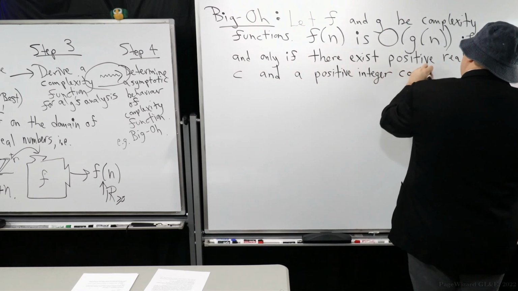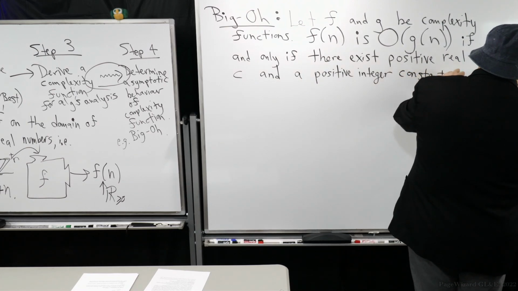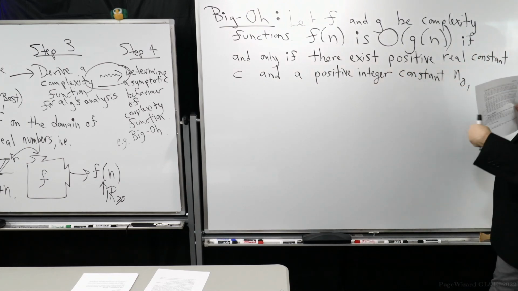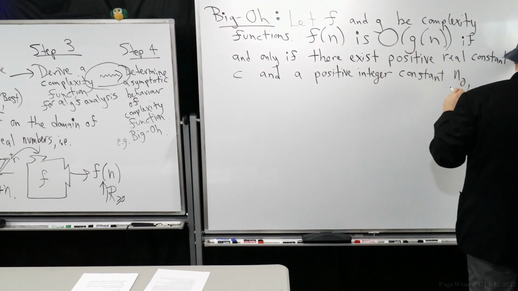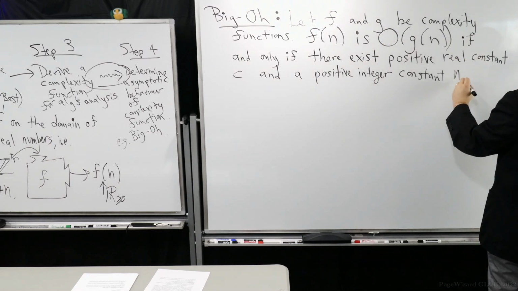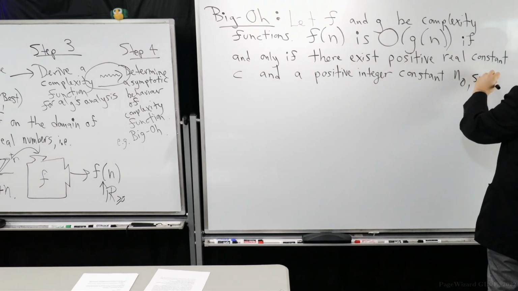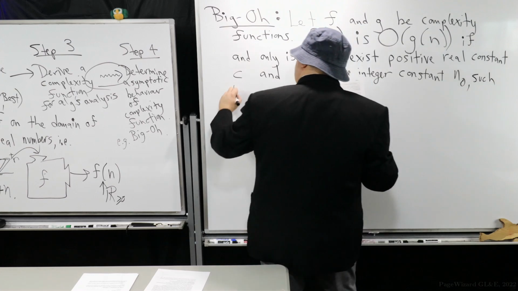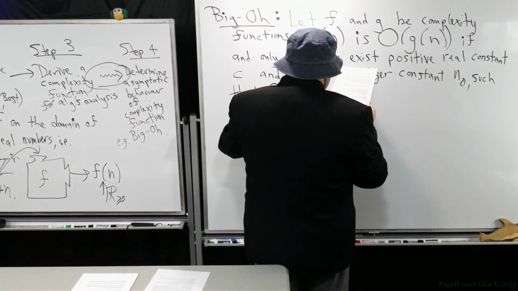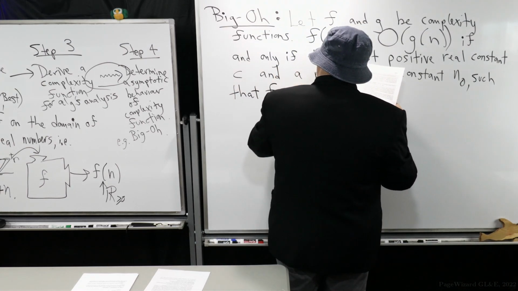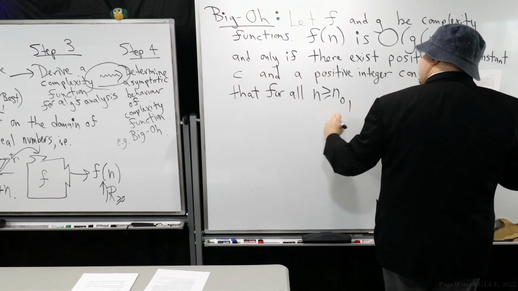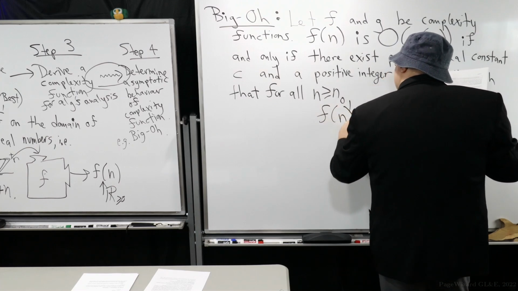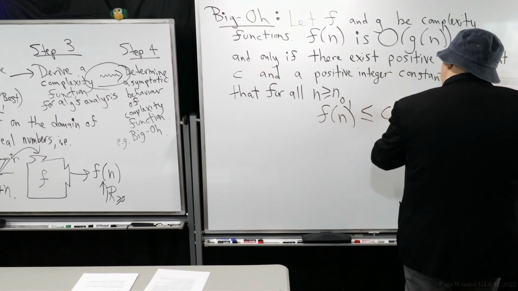Integer constant. And n0, so this is, let's say, numbers like 1, 2, 3, 4. It can't be 0. It's a positive integer. So we're going to call it n0 such that for all n greater than or equal to n0, it has to be that f of n is less than or equal to c times g of n.